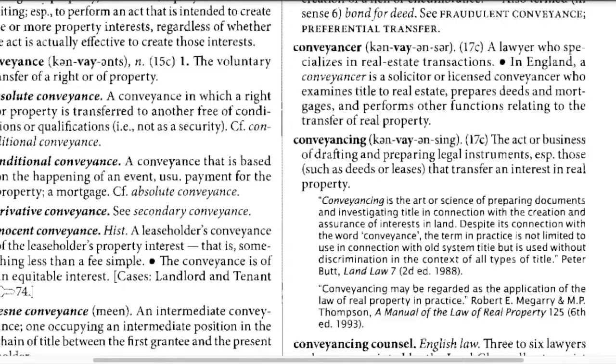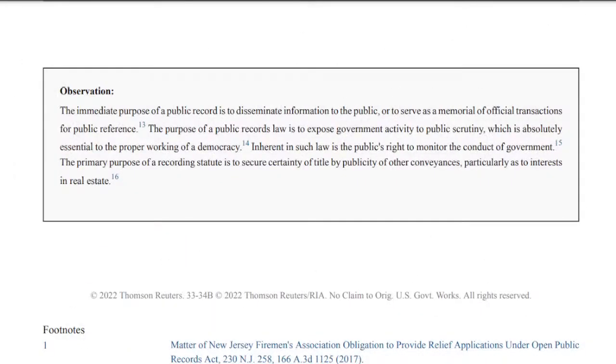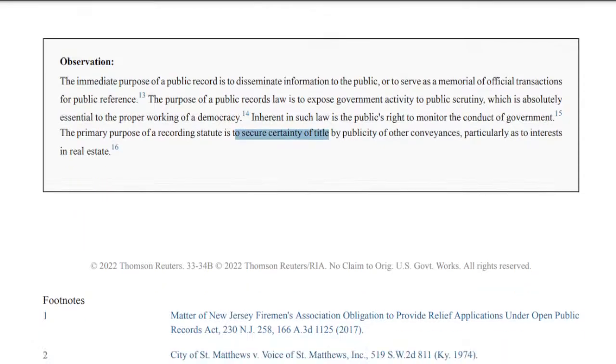Okay, let's get back to AmJur here. So a recording statute is to secure certainty of title. That's the primary purpose, to secure certainty of title by publicity of other conveyances, particularly as to interest in real estate. So these conveyances are the transfers. Publicity of all transfers of title is done to secure the certainty of title. All right, let's continue.